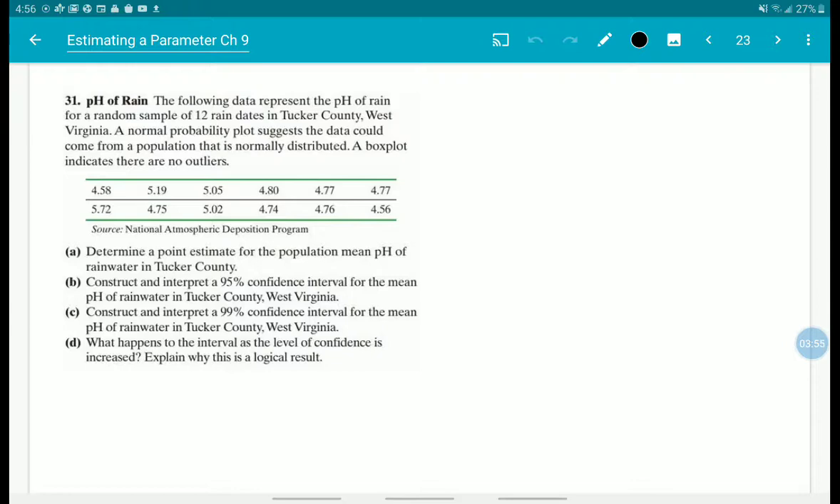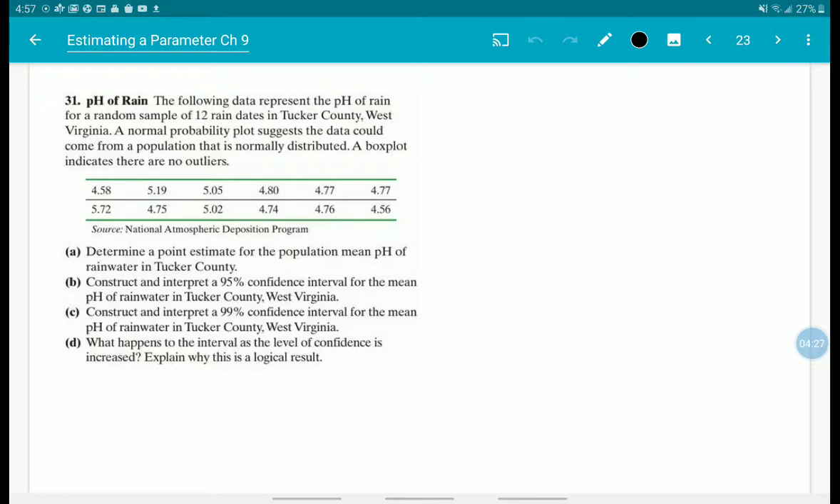And then let's look at 31. 31 is giving us a data set, and they're asking us to find the confidence interval, and we're going to use StatCrunch to do that. So we have pH values for rain for 12 samples. The normal probability plot suggests that the data could come from a population that's normally distributed. That's important since our sample size is so small.